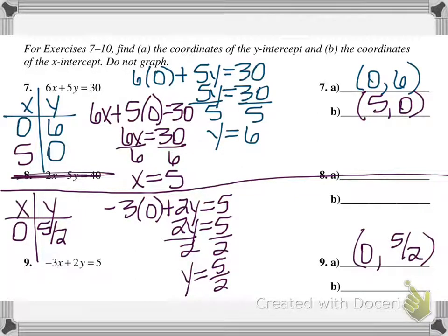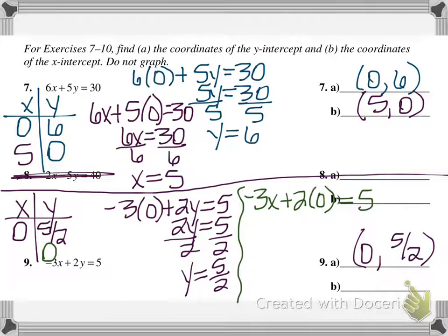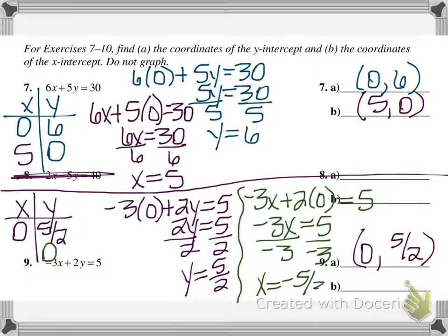And now let's find our other intercept by plugging in 0 for y. So I'm going to have negative 3x plus 2 times 0 equals 5. So that's going to give me negative 3x, since 2 times 0 is 0. Divide by negative 3, and that's going to give me x equals negative 5/3.